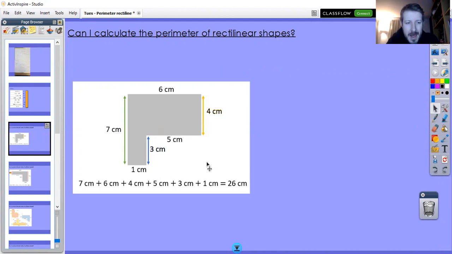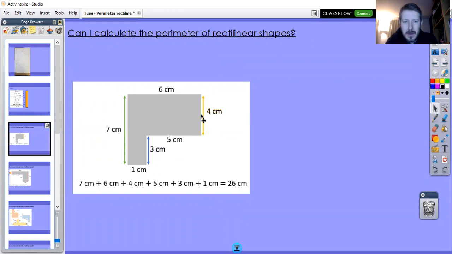The main thing you'll be looking for is the fact that all the angles are right angles, and that will tell you that it's a rectilinear shape. So recap of yesterday, we are finding perimeter. If we remember, perimeter is the distance around the outside of the shape. So you're measuring around the outside of a closed shape and trying to find the total distance around the outside of it.